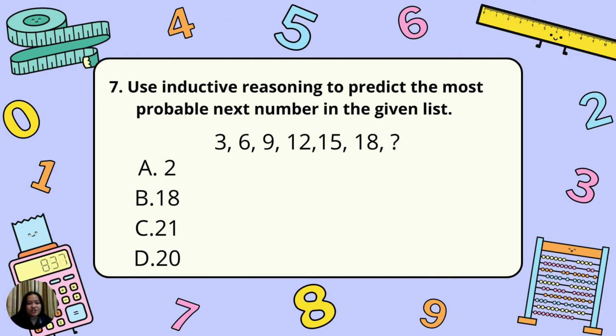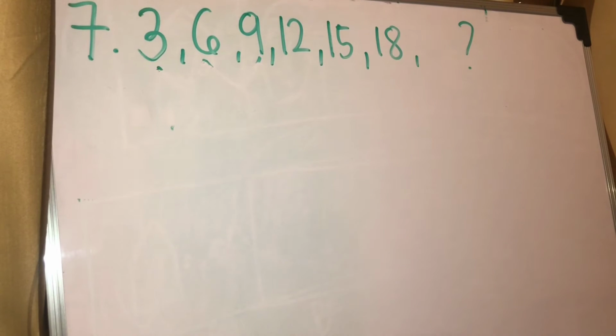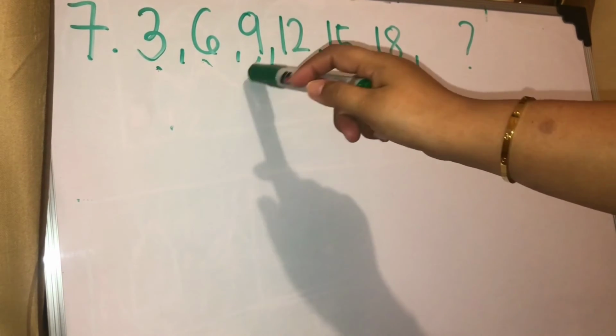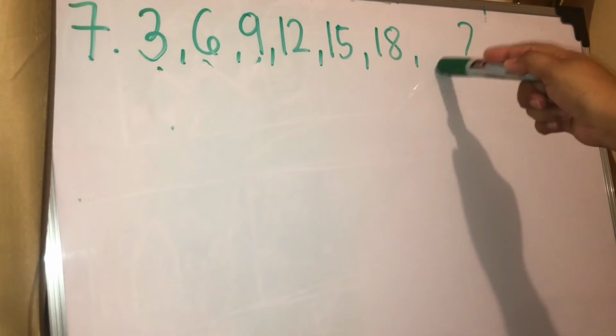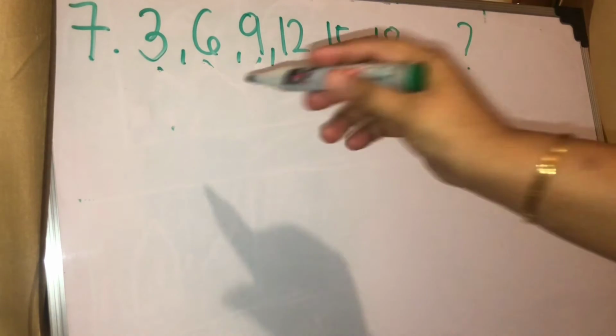Number 7, use inductive reasoning to predict the most probable next number in the given list: 3, 6, 9, 12, 15, and 18. Example number 7, we have the series of numbers here, 3, 6, 9, 12, 15, and 18, and the next number is unknown. So what we're going to do here is simply add 3.